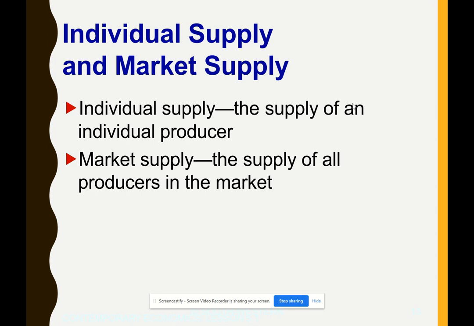Individual supply and market supply. So individual supply is the supply of an individual producer. Think of this as a pizza shop owner, whereas market supply talks about all of the pizza shop owners, every single one of them, every single food industry employer.